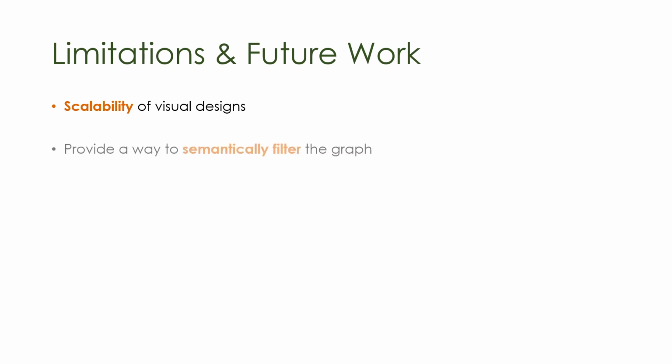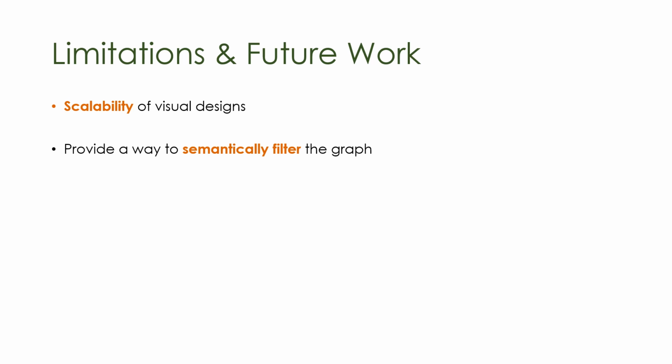Along with the suggestions from the experts, we also identified several limitations of ChemoGraph for future work. First is scalability. Though our goal is not to visualize the entire chemical space, we want our visual designs to be scalable enough to deal with bigger neighborhoods. Second is to provide a way to help users filter the space semantically. For example, we want to provide a way to remove nodes with unwanted chemical structures in the network.